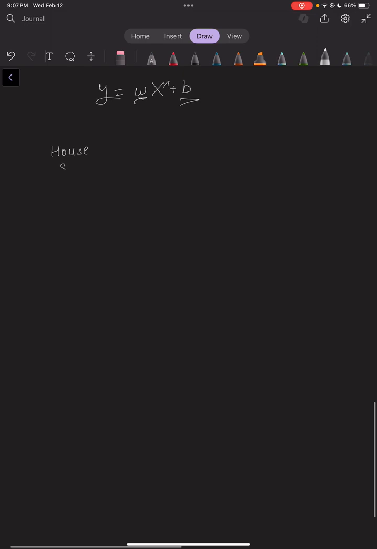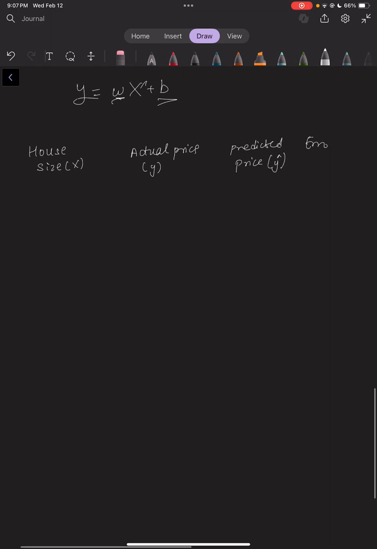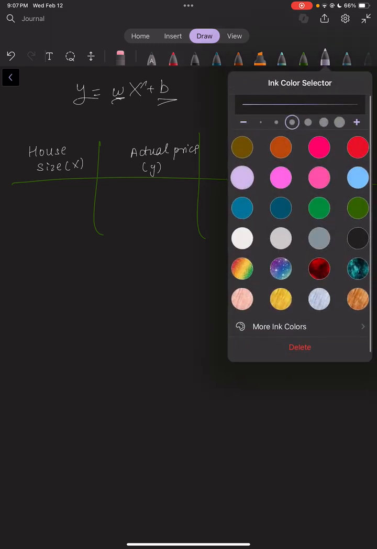I have a house size, which is my x. I have the actual price, which is my y. I have the predicted price, which is my y hat, and then I have the error, which is my y minus y hat. And then I have a few data points.